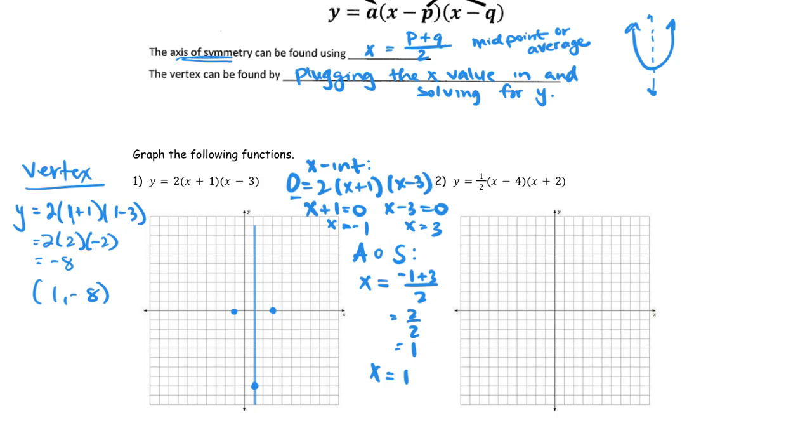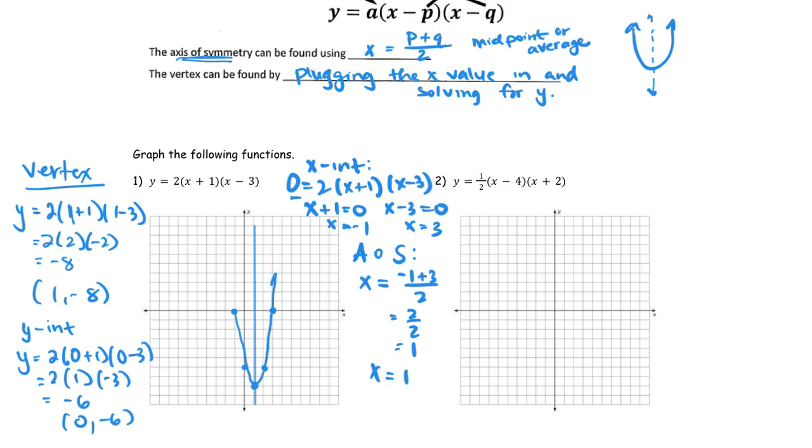Now we want to find the y-intercept. For the y-intercept, x is always 0. So we're going to have 2 times 0 plus 1 times 0 minus 3. So 0 plus 1 is 1, and 0 minus 3 is -3. And if we multiply all this together, we get -6. So the point is (0, -6), and we're going to plot that right here at (0, -6). Now remember, this is symmetric, so I know that I have a point right here that matches that to give us the shape of our graph, and then you're just going to sketch it out. Make sure that you're filling in this information in the blanks at the bottom of this graph.